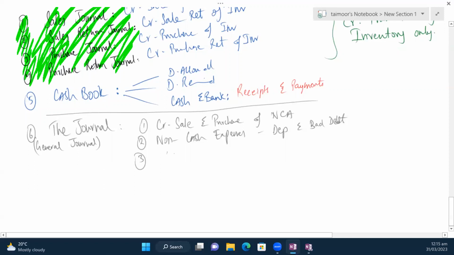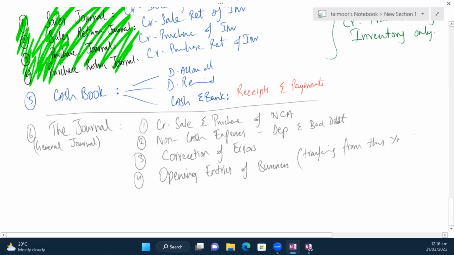Number 3, correction of errors. Number 4, opening entries of business, like if you're transferring from this year to next. If you're moving from this year to next year, you will start off with the journal. You will post all the assets and liabilities over there, and accounts will open for all of them.